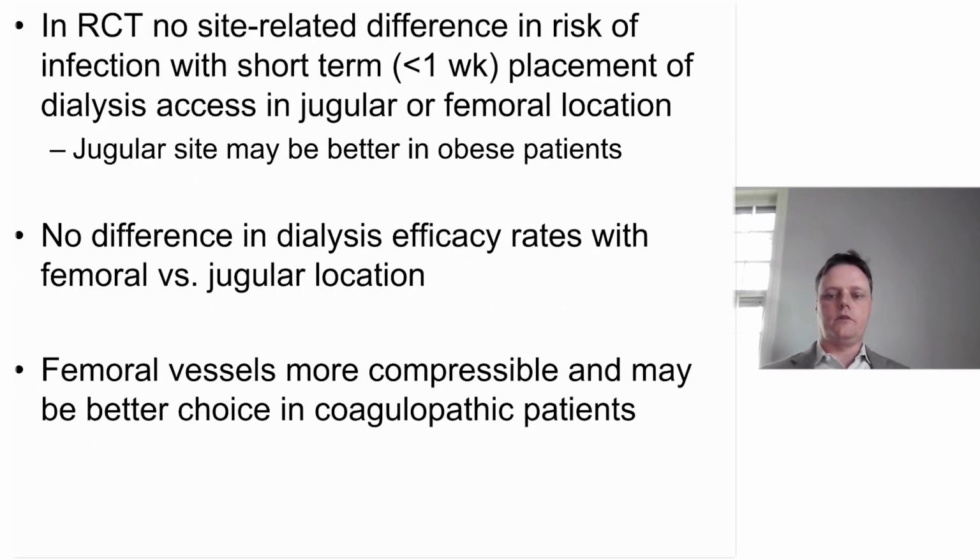There was a randomized controlled trial done in the late 2000s that was published in JAMA, which looked at the difference in infections for short-term placement of dialysis access in the jugular and femoral lines. It turned out in these trials that there was no overall difference in the rate of infections unless the patients were obese, where the jugular site was preferred. There was no difference in efficacy rates between the right femoral and right jugular location. But interestingly, the rates of failure were much higher with the left internal jugular line.